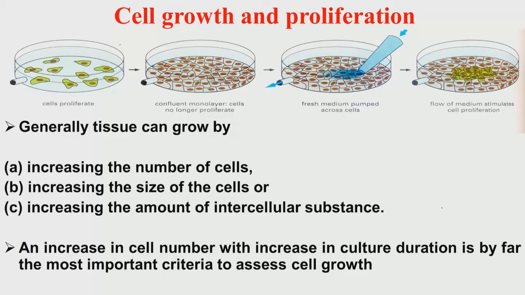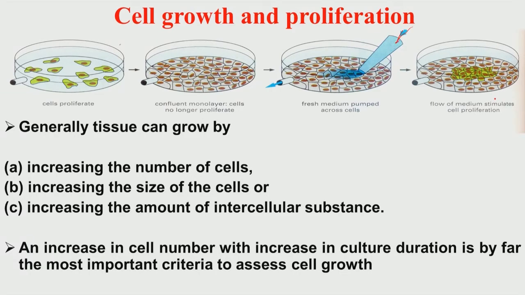Okay, this slide is essentially a recapitulation of what I have mentioned to you in the last module, on cell growth and proliferation. This is a typical experiment shown without any biomaterial substrate, on a tissue culture plastic, which is used as a reference or control sample in all the cell culture experiments. What you see here is that initially cells start proliferating, then they form a confluent monolayer, and when the medium is pumped across the cells, the flow of the medium also stimulates cell proliferation.